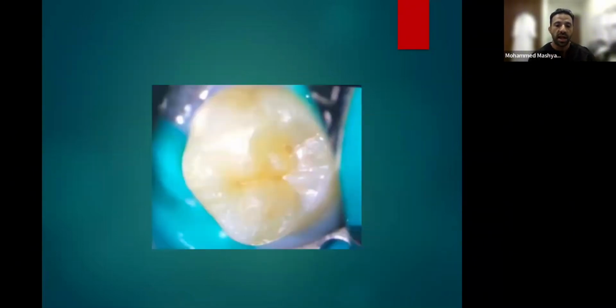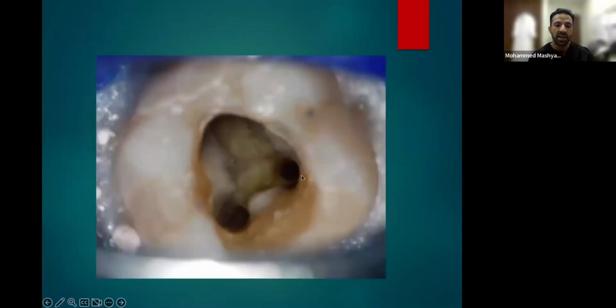This is another scenario, how it looks like. Conventional access cavity, locating, you see the map, and one of the laws there: the pulp chamber floor is darker than the walls. So you cannot see that difference unless you have a loupe or microscope and light. So you can see this one on the right side and the left side. If you draw a line here in the middle, you're gonna find the canals, okay?